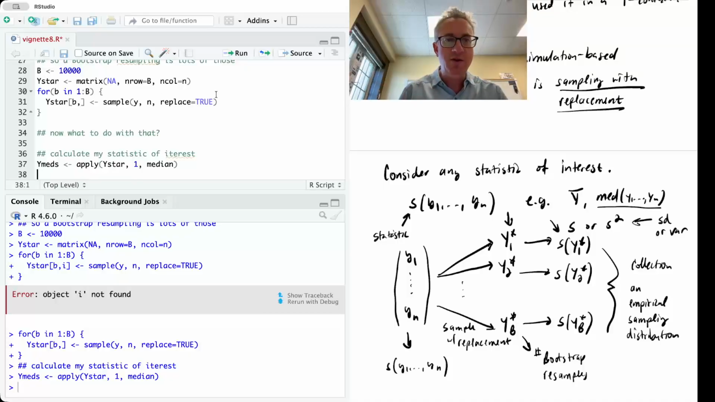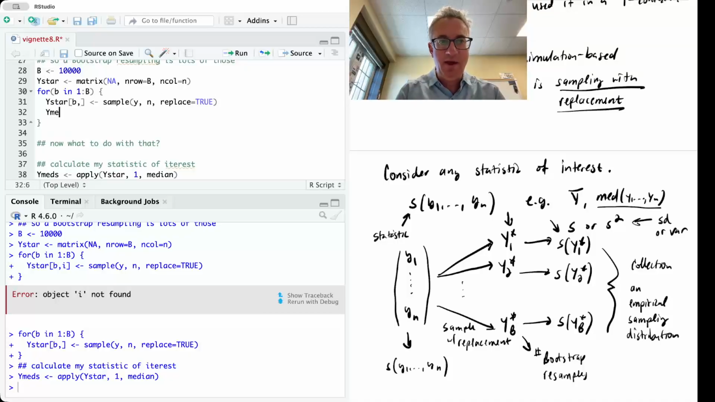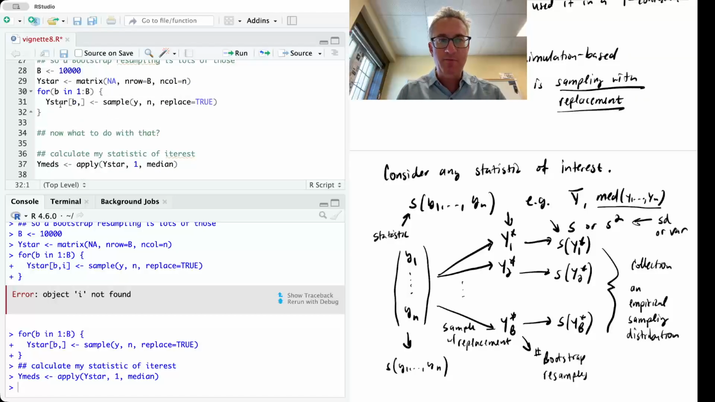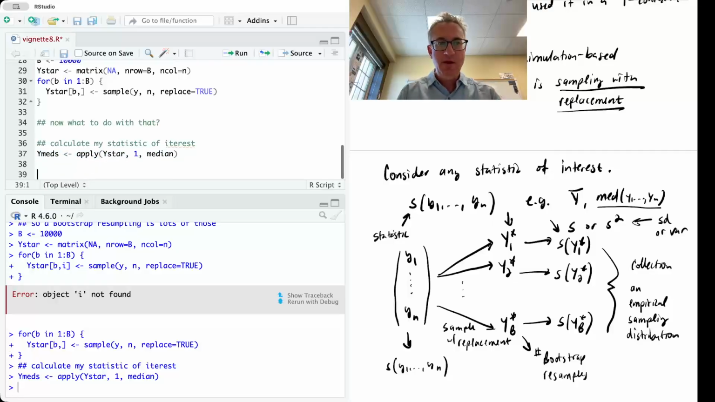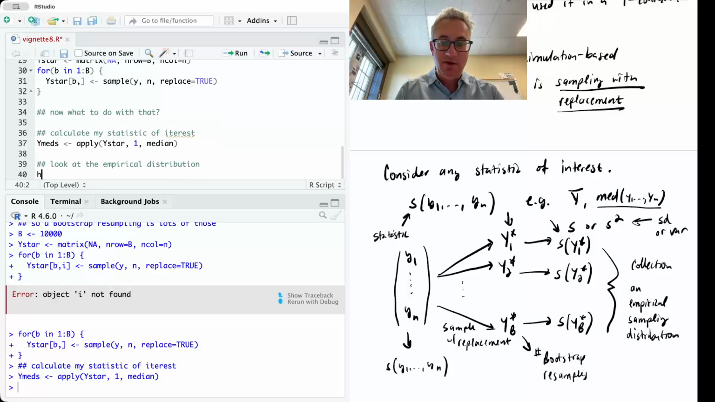Okay. Another way to do this would be to do Y meds B and then calculate the median directly. And in fact, if you do that, you don't need to save all these intermediate samples. But I'm choosing not to do that because I'd like to just have a generic set of Bootstrap resampled values so that later I can apply any function I want to them to get my statistic. And then I can look at the empirical distribution with, I like histogram, just like with our other simulations.